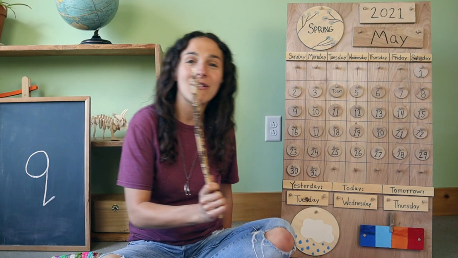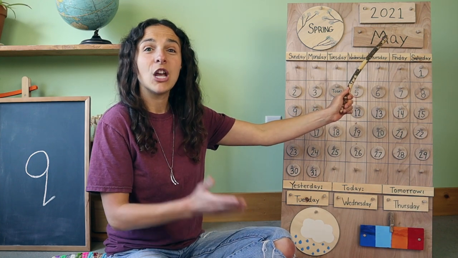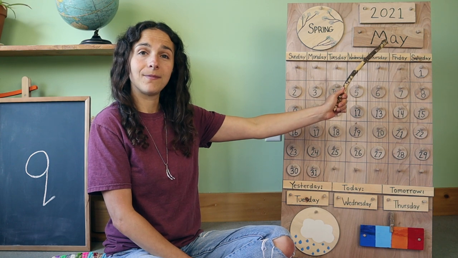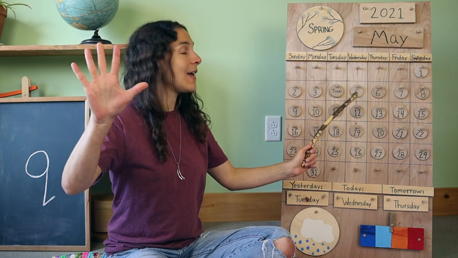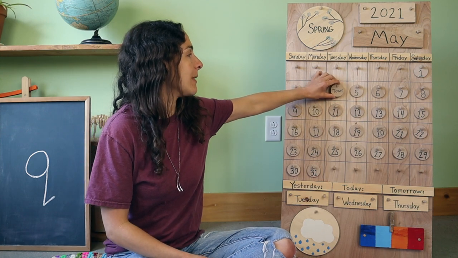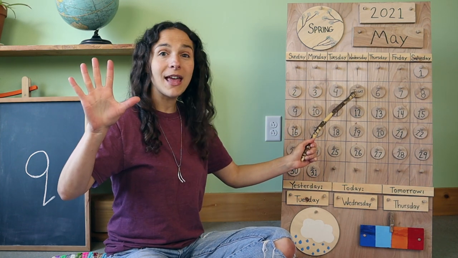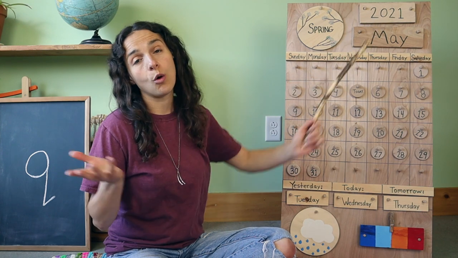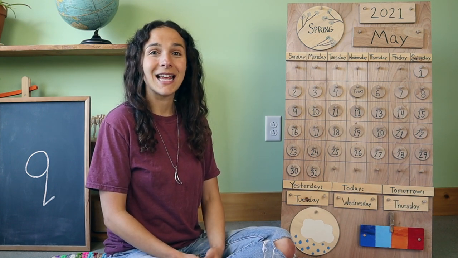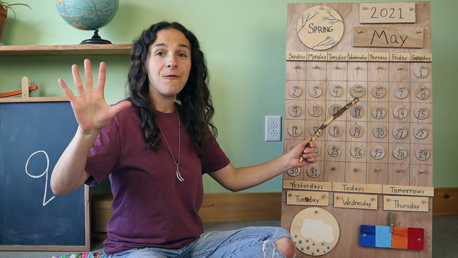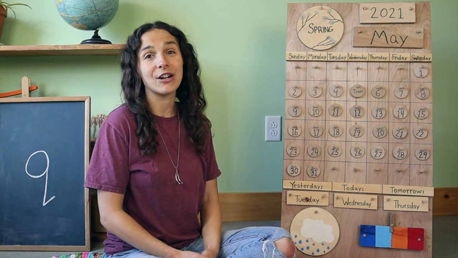All right, friends, let me grab my pointing stick. I'm going to bring it up to the top. Right up here, we have the month. Do you remember what this new month is called? May! That's right, the month is May. Today is May 5th. So I'm going to move the chip over from yesterday. Yesterday was May 4th. Today is May 5th, 2021. Or you can also say that the year is 2021. Will you say the date with me one more time? Today is May 5th, 2021, or 2021. Both ways to say the year are correct.